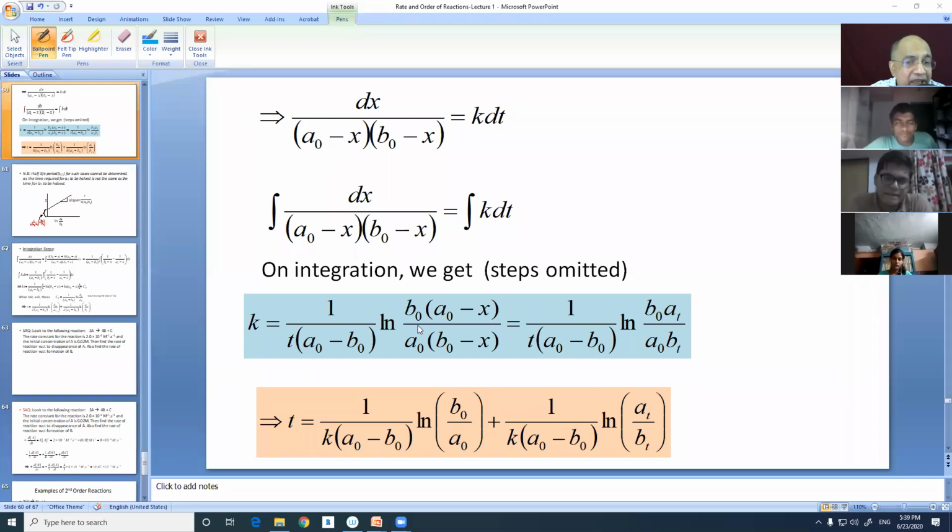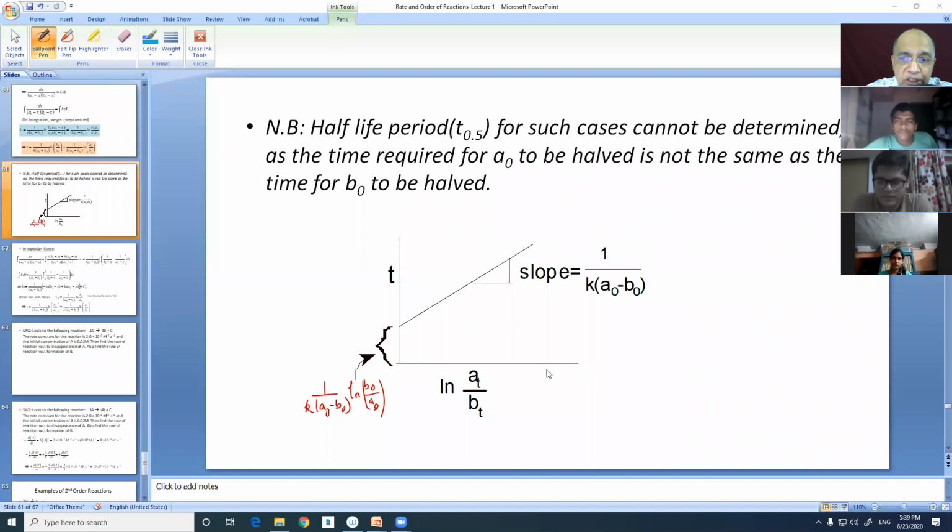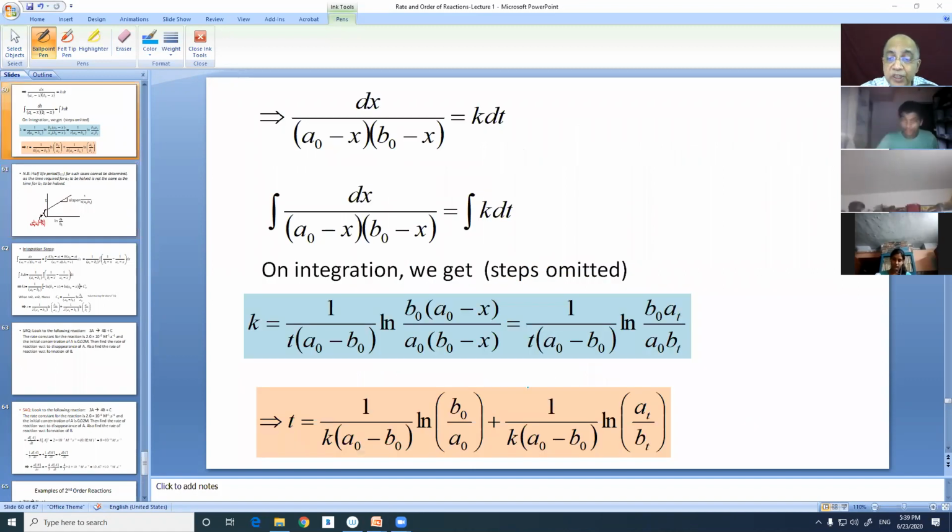A0, B0 are the initial concentrations of the two reactants, A and B, while at time t they are A0 minus x and B0 minus x. In their places, we write At, Bt. So it is a very interesting equation. You draw this graph looking at that particular equation. ln At by Bt is the X coordinate, time is the Y coordinate, the slope will be 1 by k(A0 minus B0), and the intercept will be 1 by k(A0 minus B0) into ln B0 by A0, here B0 by A0.